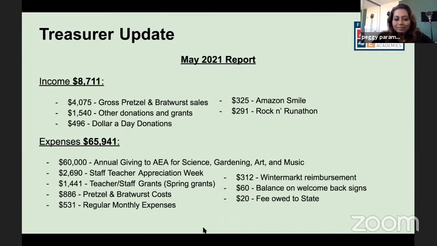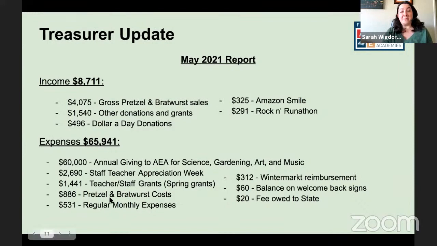All right. So I am presenting treasurer updates for May. As you may see, it was an expensive month, but for good reason. May is when we disbursed our annual giving to AEA, which supports the science, the gardening, the art, and the music. Our annual giving was actually a little bit lower this year.